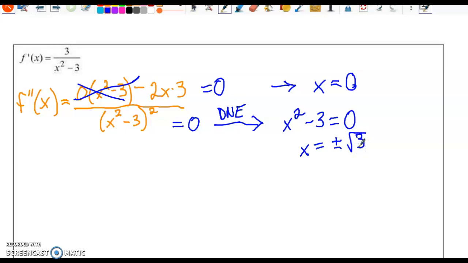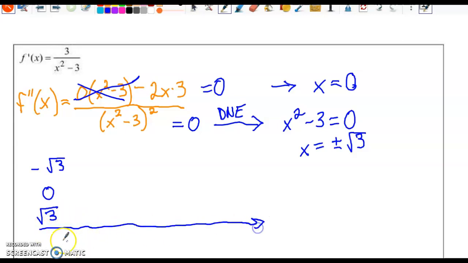Now, as far as our answer goes, we do have several things going on. Like we have this negative root 3, we have 0, we have positive root 3 as far as our sign analysis goes. But instead of doing a full sign analysis, I'm just going to keep it as simple as possible. Looking at values smaller than -3, like -4, if I put it into the numerator, we have a negative times a negative. So what would end up happening in the numerator is we're getting a positive.